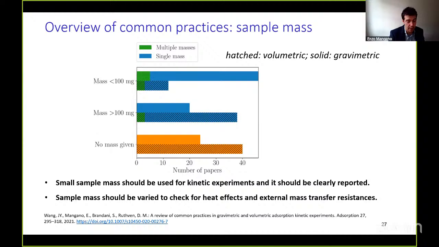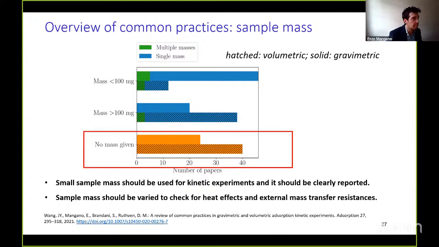But what is worrying in the findings from our review is that there is a large proportion of the papers that don't even mention how much sample they used in their experiments. The recommendation that you will find across my presentation and the IUPAC report says that on top of using a sample mass that is as limited as possible, you should also check for heat effects and external mass transfer resistance by changing the sample mass. So an additional check with different sample mass is always suggested.